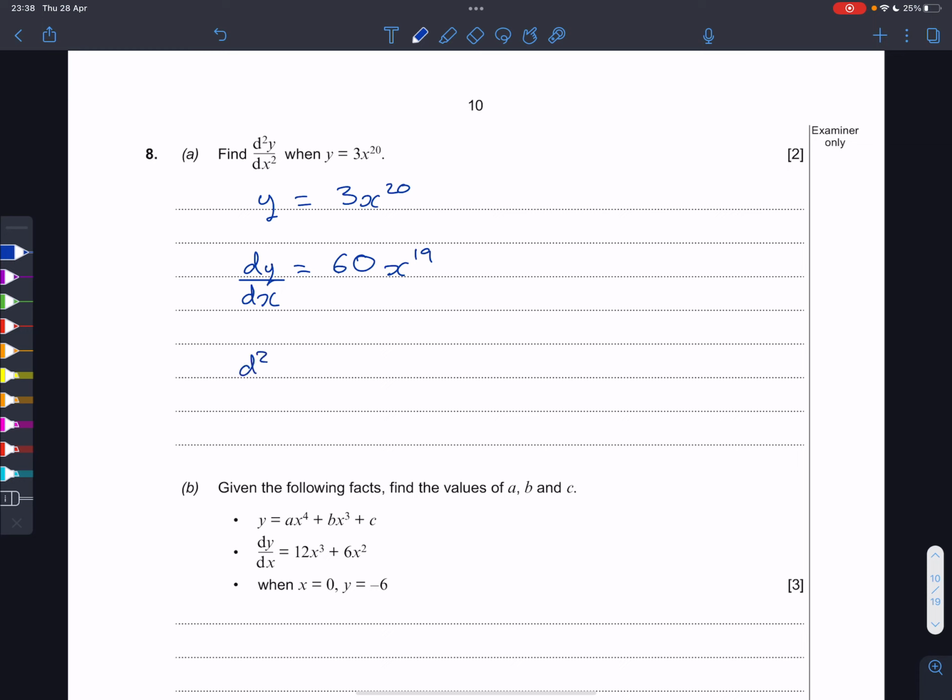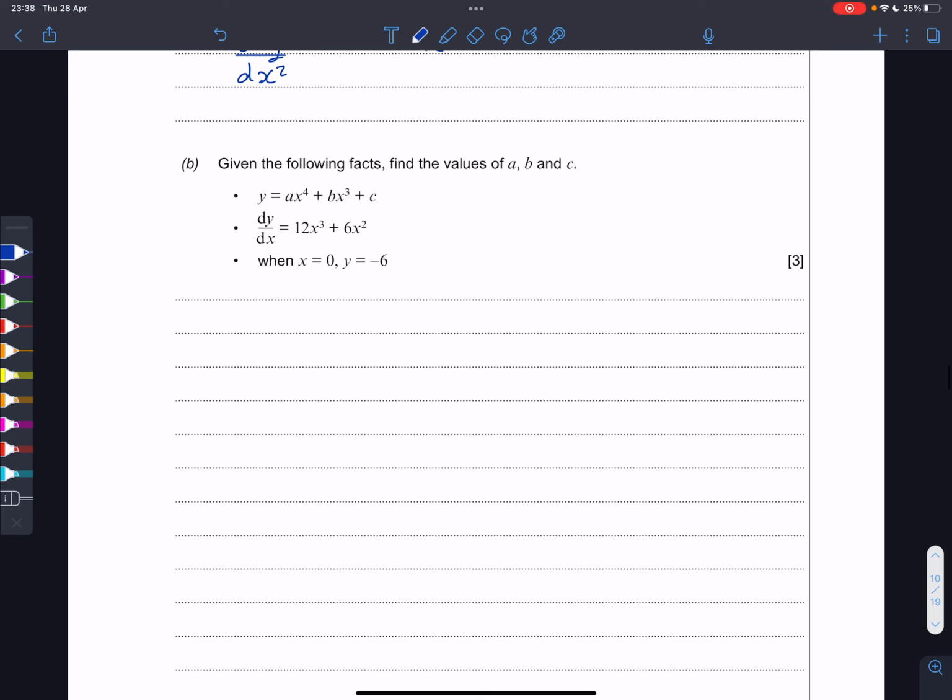And then for my second derivative, I differentiate this again, which gives me 60 lots of 19x to the 18. So you just need to work out 60 times 19, which is 1140x to the 18. And we're done on that one.